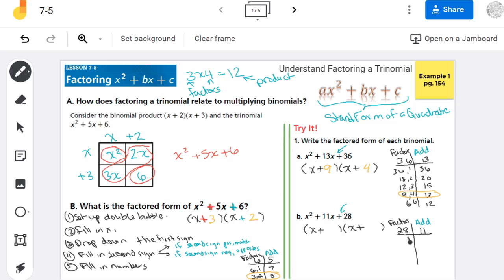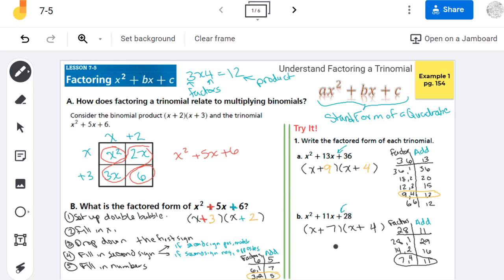So 28, I have 1 and 28, 2 and 14, and 4 and 7. And when I add, I get 29, 16, and 11. So that 7 and 4 are what I'm going to fill in here.